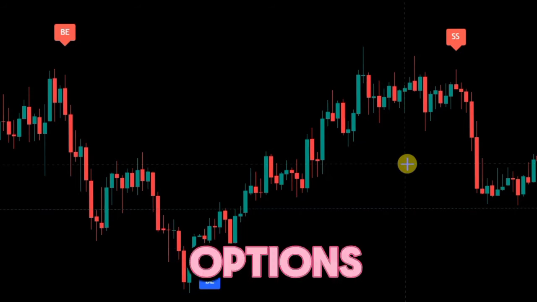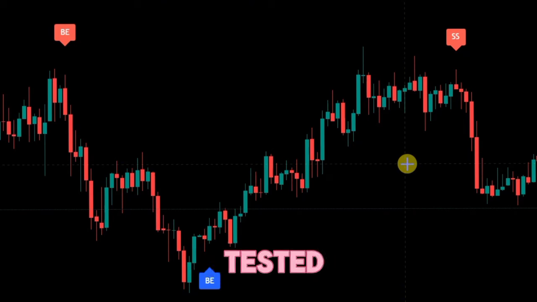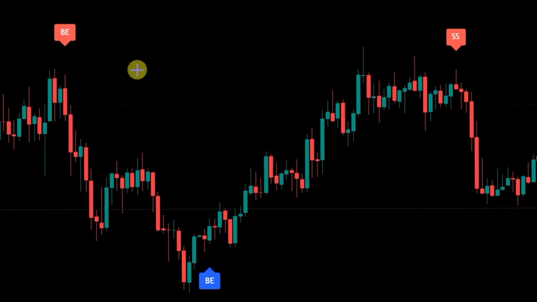This indicator is perfect for crypto scalping, stock scalping, and forex scalping. You can just name it option scalping. I've tested it. It works for all the markets I just listed, and I'm going to be using it on the 15 minute time frame. This indicator works perfectly on higher time frames as well. So let's dive into the indicator section so that I can show you how to bring this indicator onto your chart and the settings you need to follow.